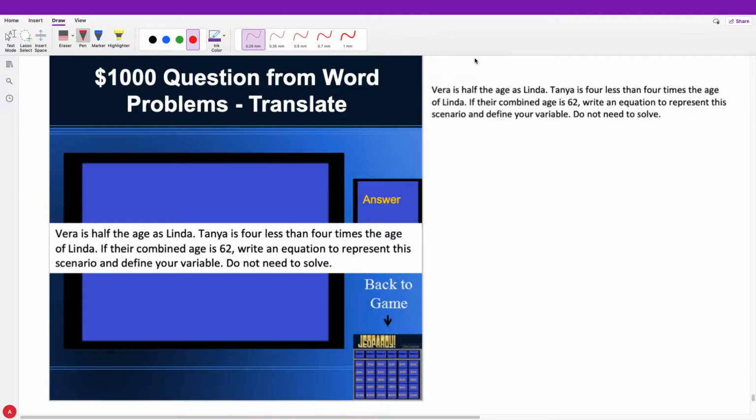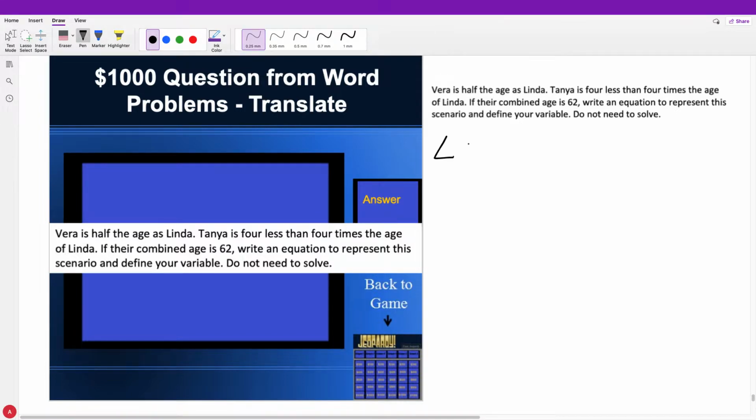All right, so for this problem, it says Vera is half the age of Linda. Tanya is four less than 4 times the age of Linda. If their combined age is 62, write an equation to represent the scenario and define your variable. You do not need to solve. So here, we have 3 different people. And remember, for now, we only know how to solve with one variable. So we need to rewrite all these people's ages in reference to only one person. Since Vera and Tanya both come back to Linda's age, we're using Linda to generate their expressions.